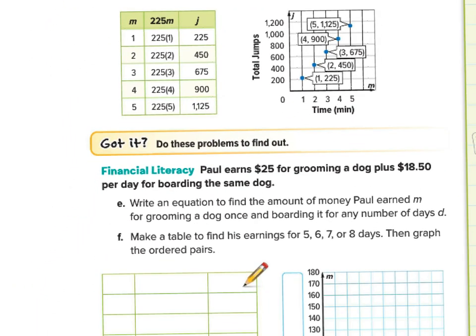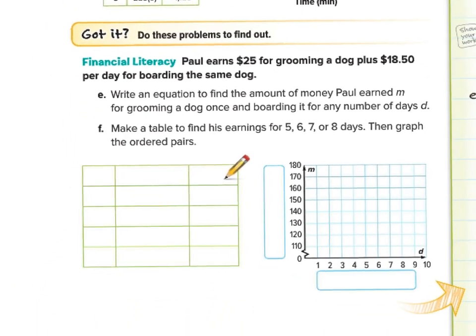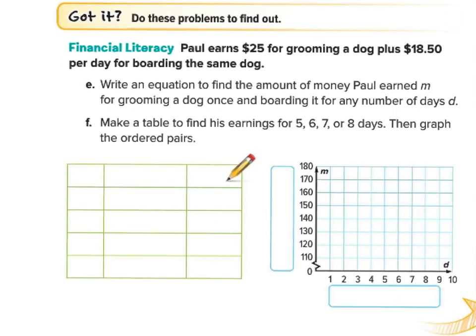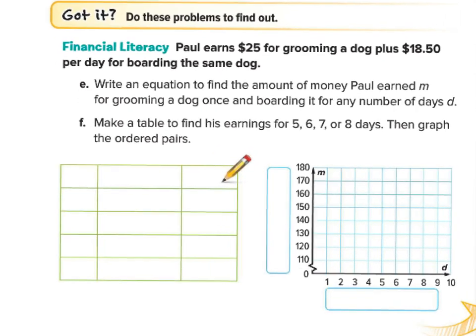All right, if you think you got it, let's do this one right here. Financial literacy. Please pause the video and try it on your own. Pause now. Paul earns $25 for grooming a dog plus $18.50 per day for boarding the same dog. So it sounds like we have a y-intercept. Sorry, $25 is just the starting fee.